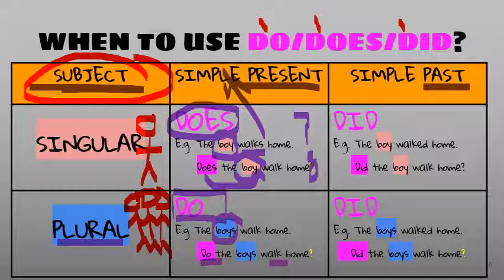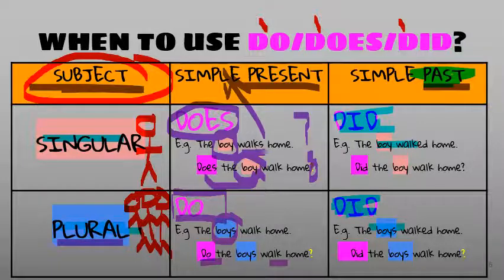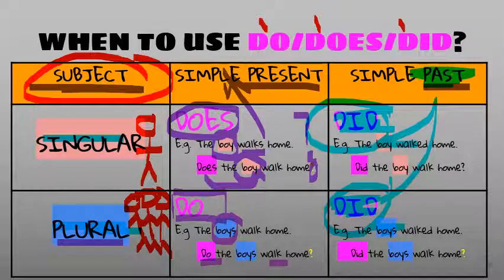What happens when my tense is in the past? That's actually very easy because as you can see, now it doesn't matter whether my subject, boy, is singular or whether my subject, boys, is plural. I'm always going to use did. So did is what I always use when I want to show that my sentence was in the past tense.